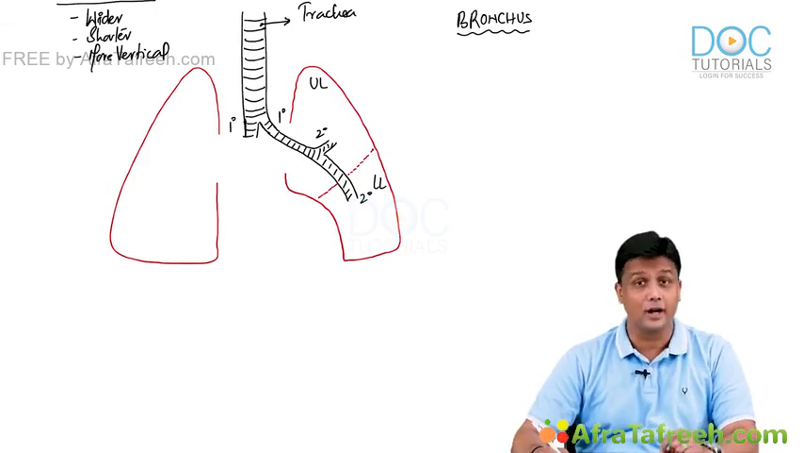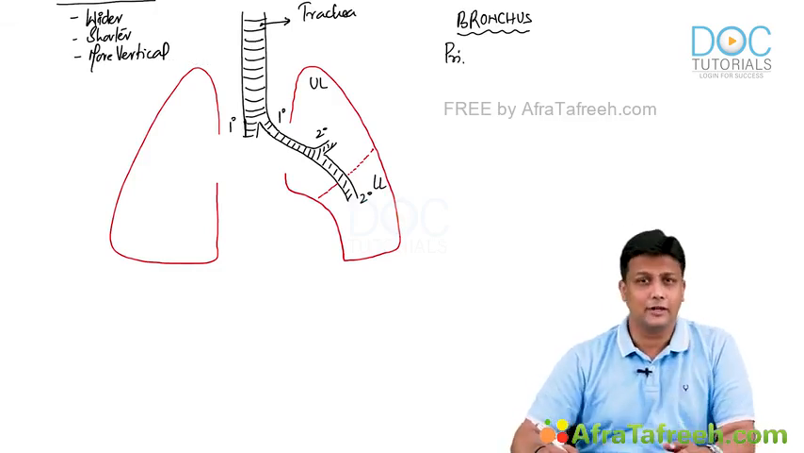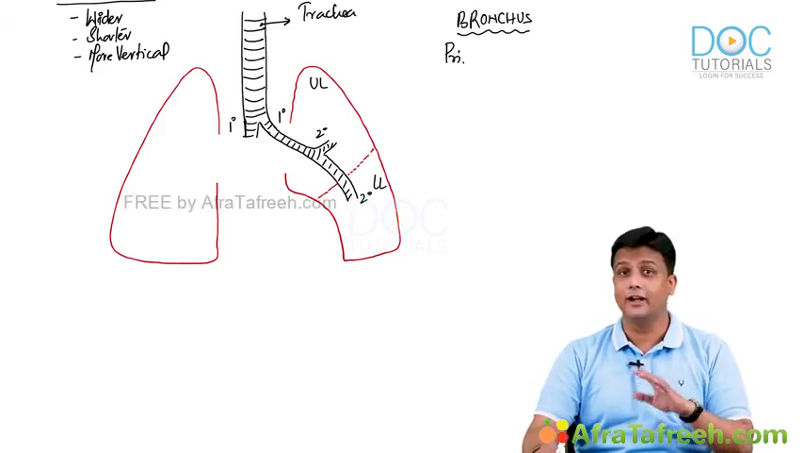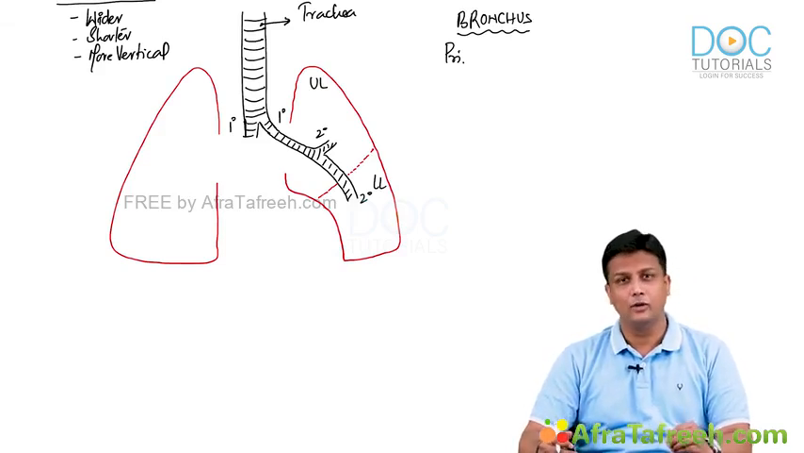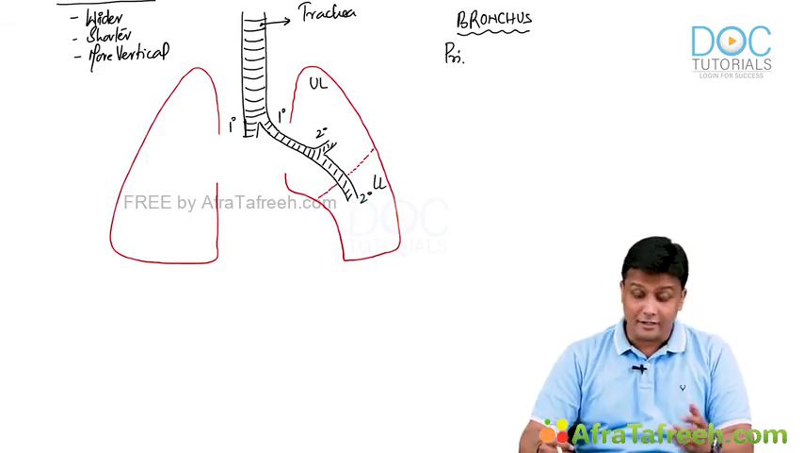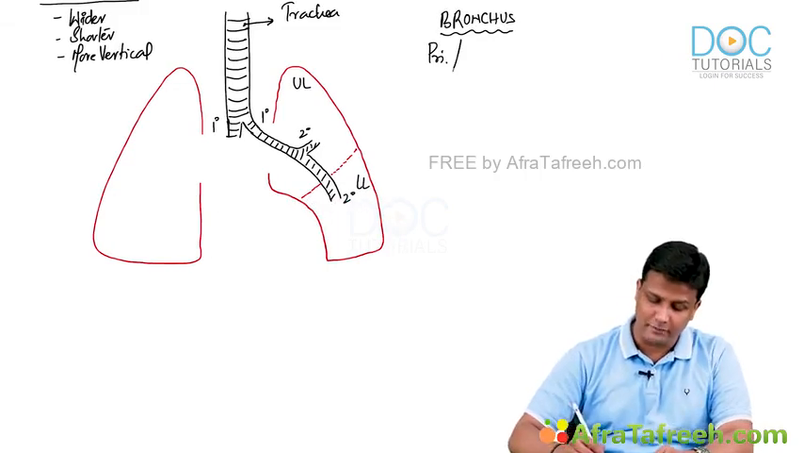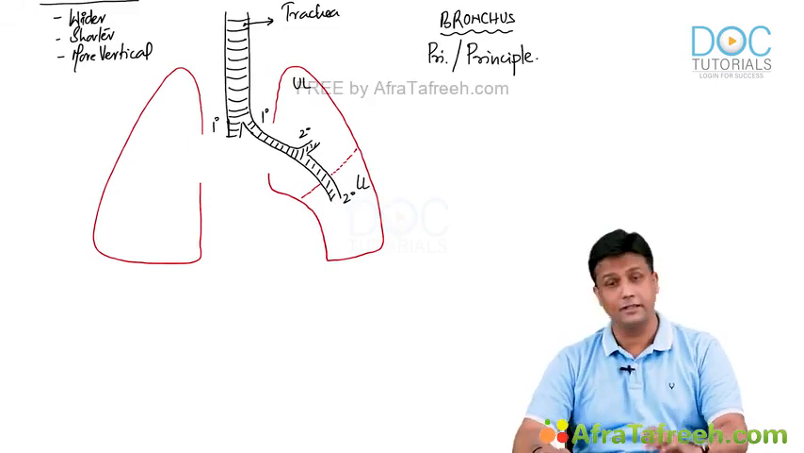I'm speaking about bronchus. So first of all, you actually have the primary bronchus. And primary bronchus, you can very clearly see in my diagram, is the main one. It is the chief one which is supplying the entire lung. The right primary bronchus supplies the entire right lung. The left primary bronchus supplies the entire left lung. That's the reason why, because it is the chief one, the main one, it is also known as the principal bronchus.